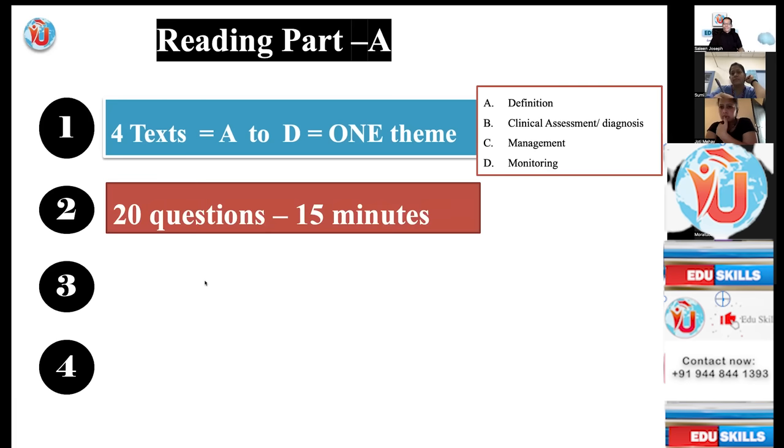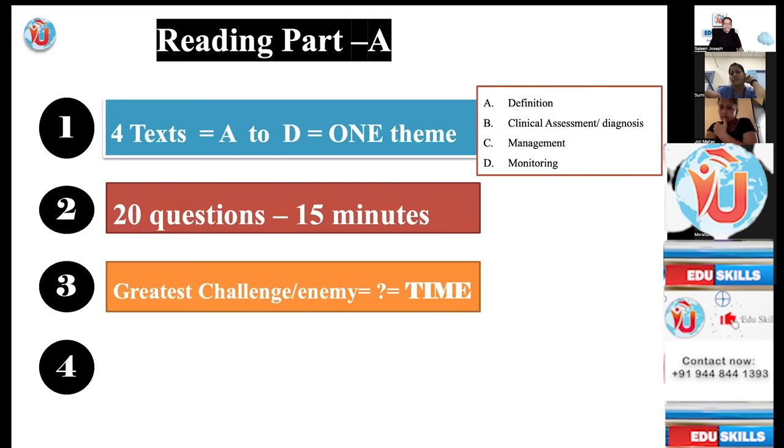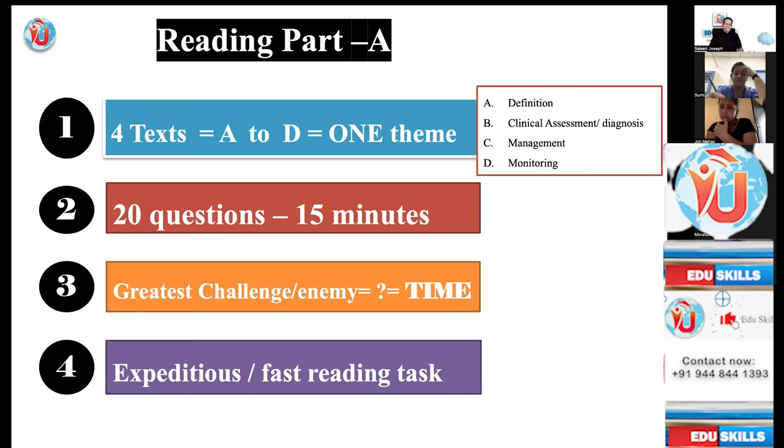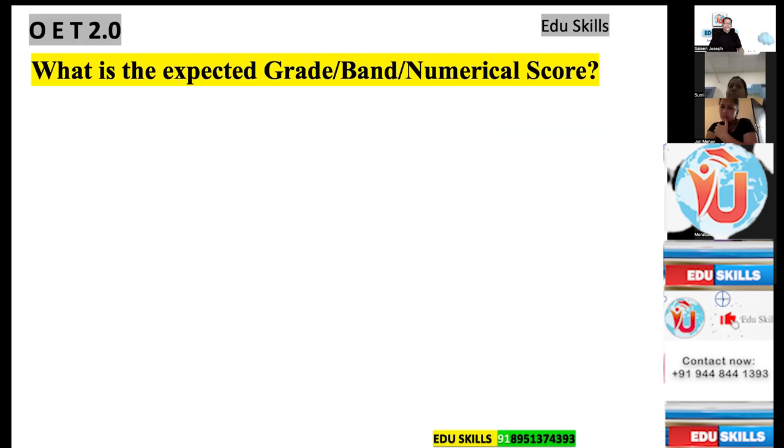As you know, you have to complete 20 questions in 15 minutes, but we suggest you practice to complete in 10 or 12 minutes, which you can definitely do. Our greatest enemy is time. Try to defeat your greatest enemy every time. It's an expeditious, fast reading task. You shouldn't take too much time on each text, just glance over. We call it the skill to skim. We'll learn those things as well.